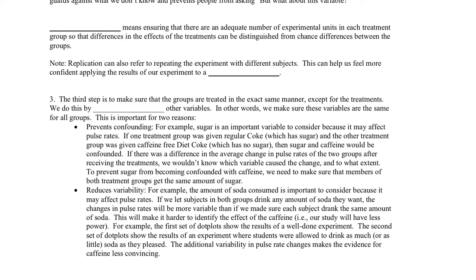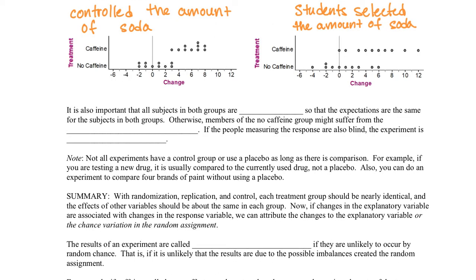And it should also reduce variability. And that would be because we're controlling for things like the amount of the soda that each group received. So let's take a look at two graphs that represent the change in pulse rate for both of these groups. Let's take a look at what each of these mean.